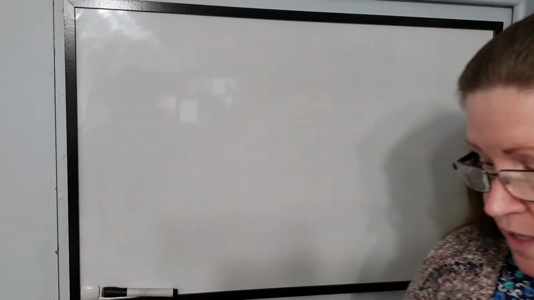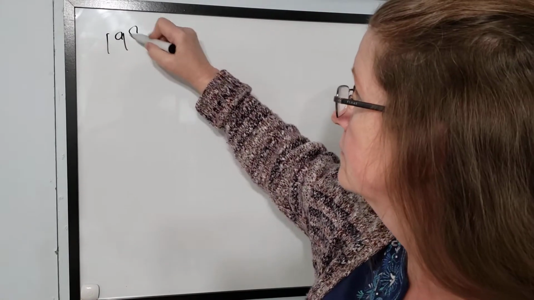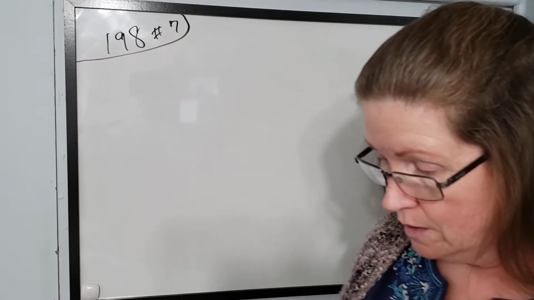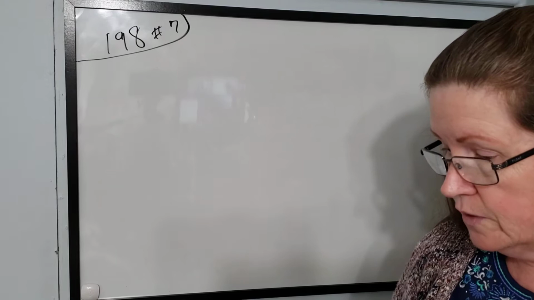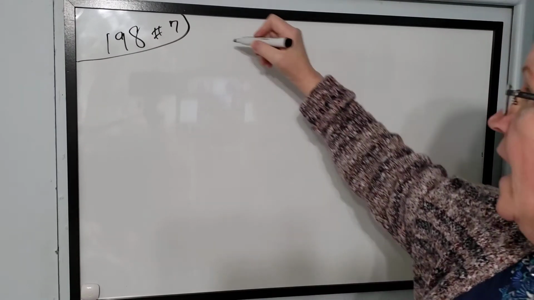Okay, good. So now we're on page 198, and let's look at number 7. It says, your order is vitamin K 2 milligrams intramuscular stat.